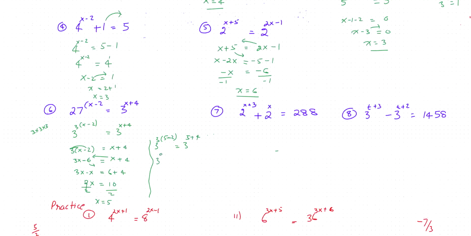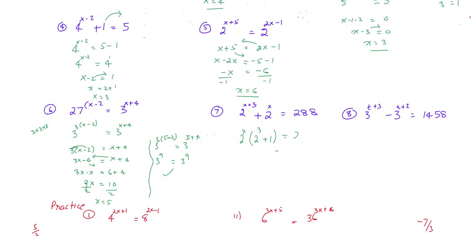Okay. So next question, 2 to the power x plus 3 plus 2 to the power x equals 288. In these two terms, we have 2 to the power x here, 2 to the power x here. So common is 2 to the power x, and what remains is 2 to the power 3 plus 2 to the power x. This cancels one time, it goes 1, equals 288.